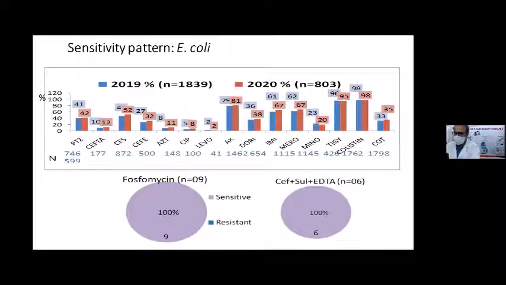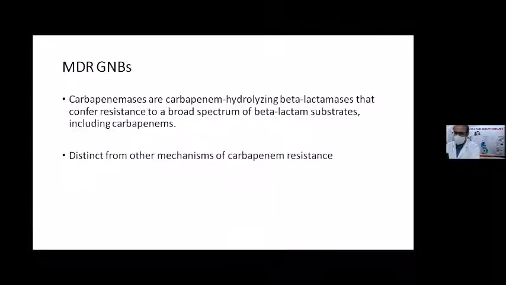Now let us focus our discussion on resistance mechanisms to carbapenem. MDR GNB, most of them, are resistant to carbapenem because of their ability to produce an enzyme called carbapenemase. As you can see, it's a carbapenem-hydrolyzing beta-lactamase, which gives resistance to broad-spectrum antibiotics, ranging across beta-lactam substrates, including carbapenem.